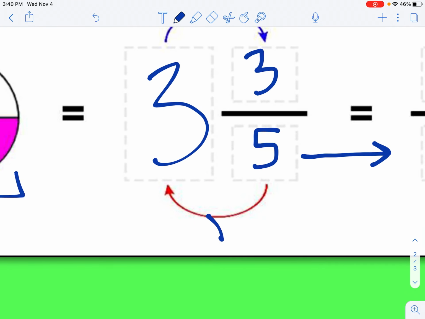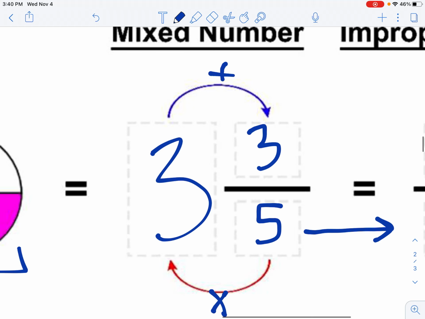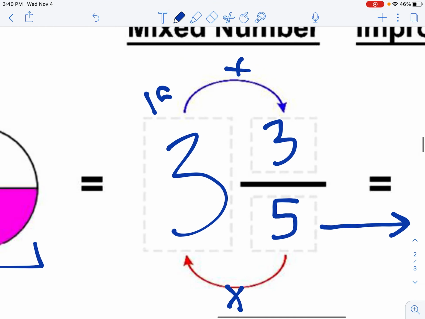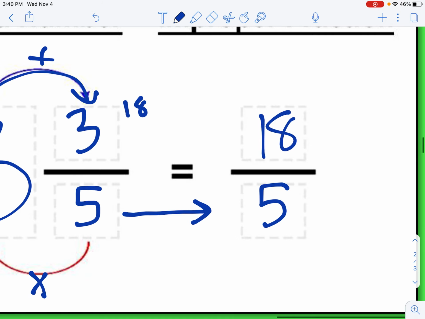We're going to multiply the denominator by the whole number, and then add the numerator. So in this example, we've got 5 times 3 is 15, and then I add that to 3, which is 18. So I have 18 fifths.